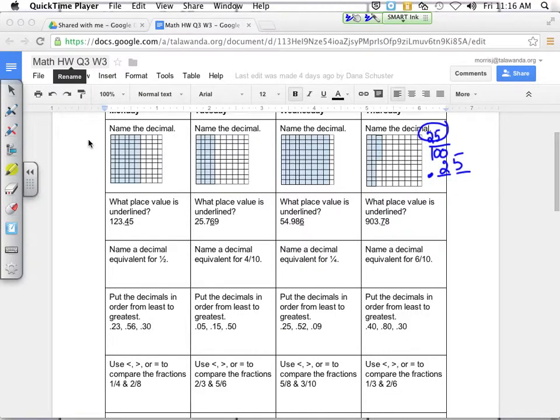Okay? Next question, what place value is underlined? What's the digit 1 place past the decimal? Clark? The 10th place. Good.